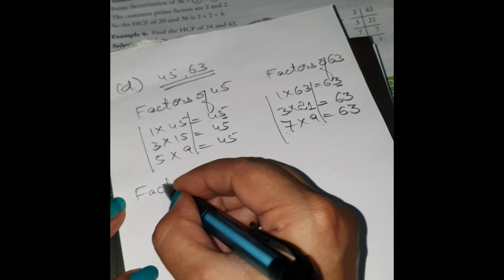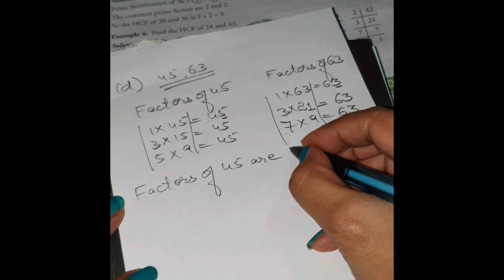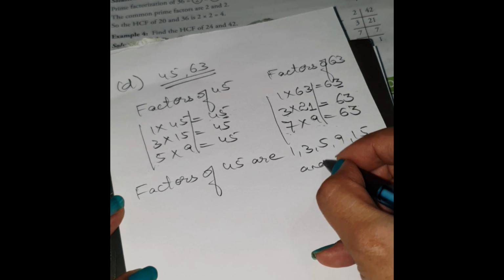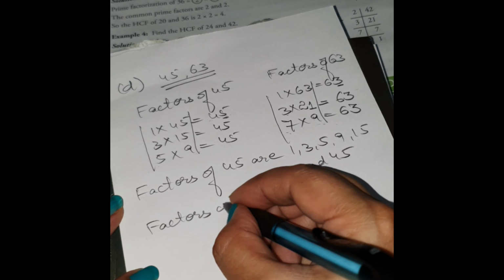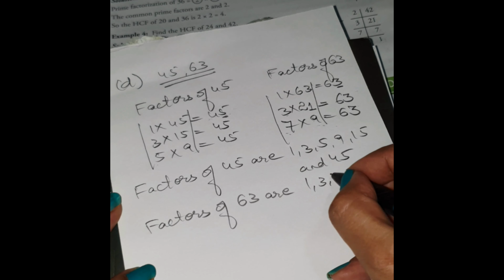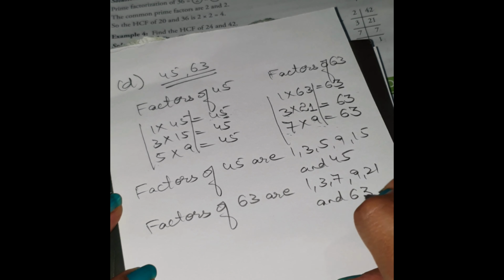So come on, you have to write it again. Factors of 45 are 1, 3, 5, 9, 15 and 45. Then factors of 63 are 1, 3, 7, 9, 21 and 63.